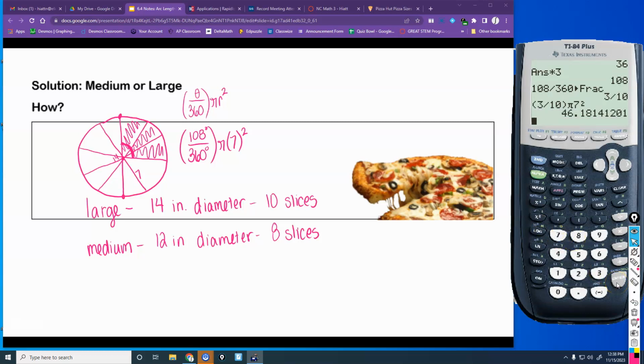to get 46.181 square inches of pizza. Right, that's our large.